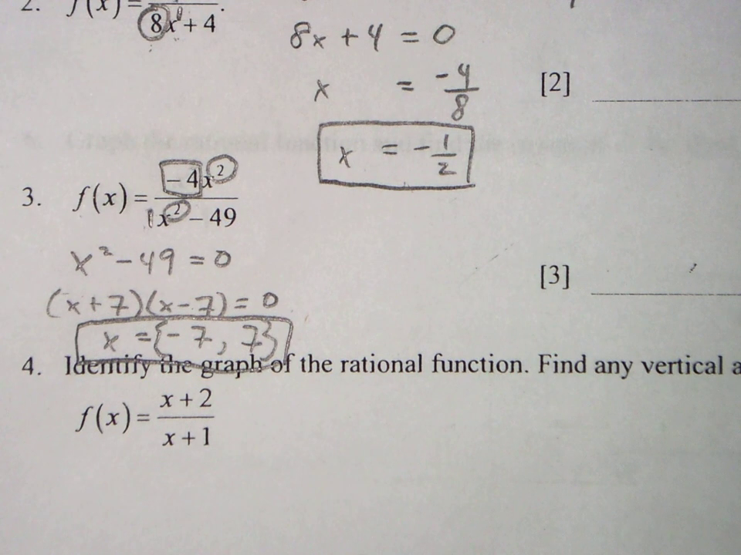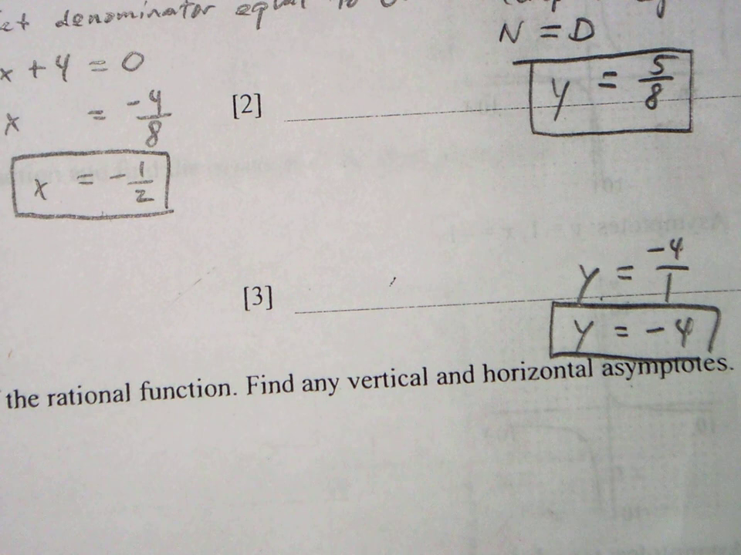So again, for x, I'm looking for the denominator equal to 0. So there you go, x squared minus 49 equals 0. X is negative 7 and positive 7. And again, my degrees were the same. They were equal. Y equals negative 4 over 1, which is y equals negative 4.